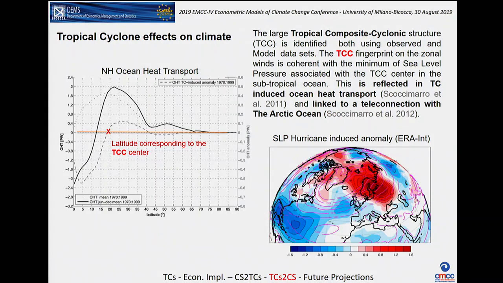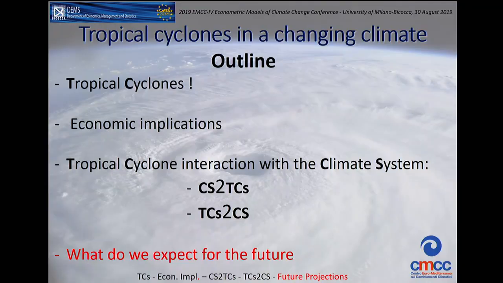So our system is really complex. Tropical cyclones are playing a role, and the tool we have, the general circulation model, helps us in the definition and also in the quantification of these mutual effects.